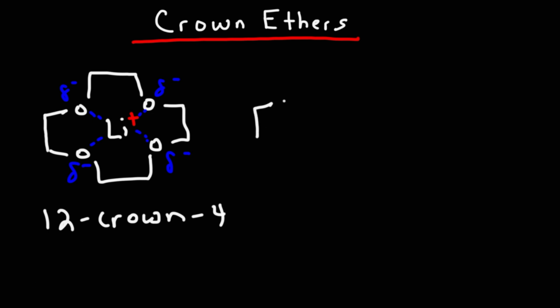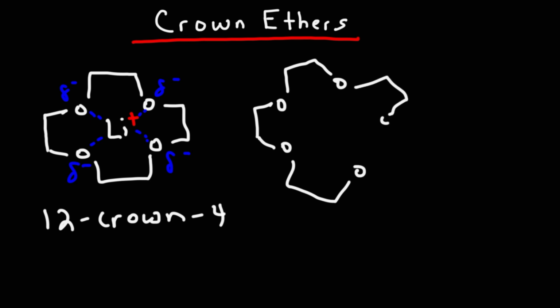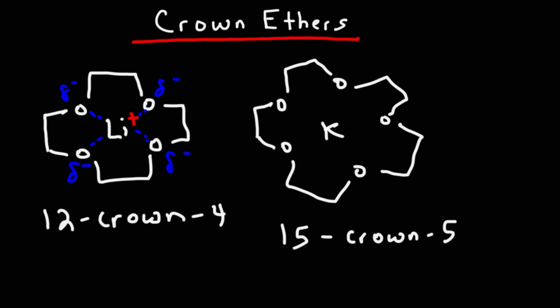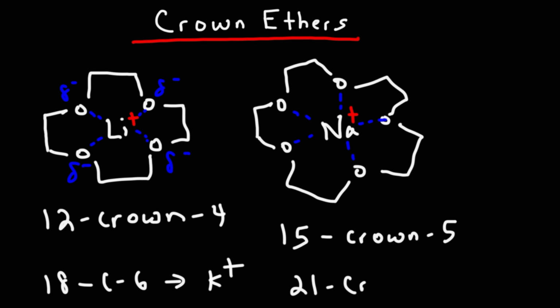Now there are other types of crown ethers as well. Here's another example. So this is the 15-crown-5 ether. And it's good for solvating the sodium cation. Each oxygen with its partial negative charge will help to solvate the sodium cation. Now the 18-crown-6 ether can solvate potassium. And the 21-crown-7 ether solvates the cesium ion.